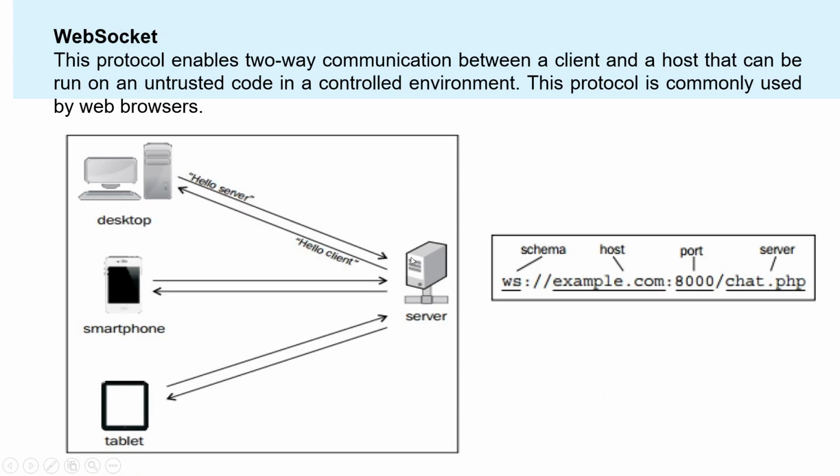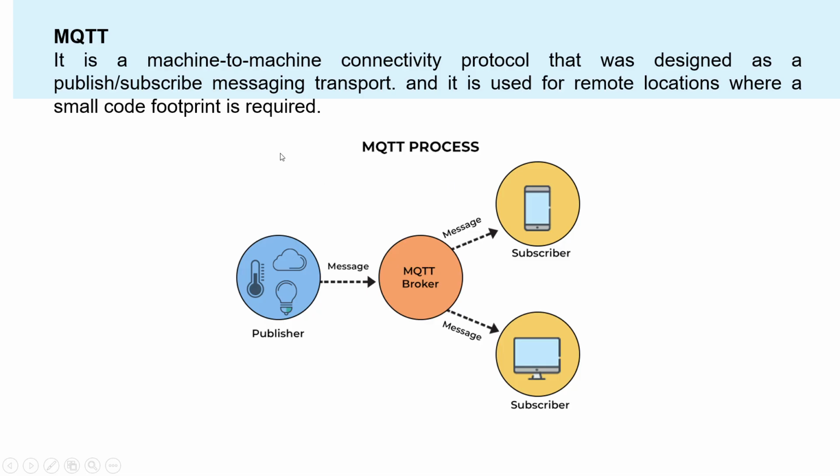Then the next protocol is the WebSocket protocol. Yes, by seeing the diagram itself, you can understand that it is a two-way communication between the client and the server. Host or server is one and the same. Here you can see, right, two-way communication. Hello server, hello client. This is how WebSocket works, and it is commonly used in web browsers. Here you can see one of the examples also.